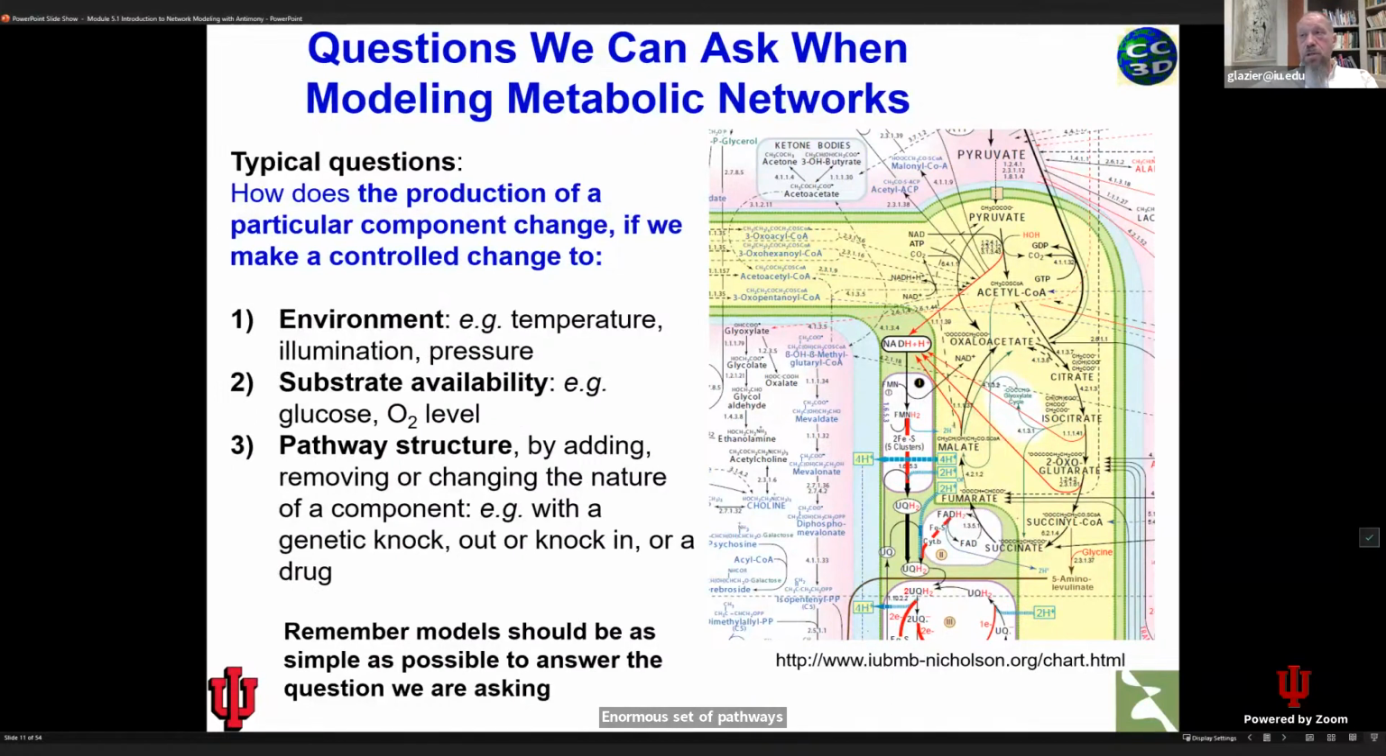But the kinds of questions that we might want to ask are, how does the rate of production of a particular component of interest change depending on the environment? That might be the actual real room temperature, the temperature of the organism. We know that, for example, fever affects the way our body responds to viral and bacterial infections. Substrate availability, in particular glucose and oxygen.